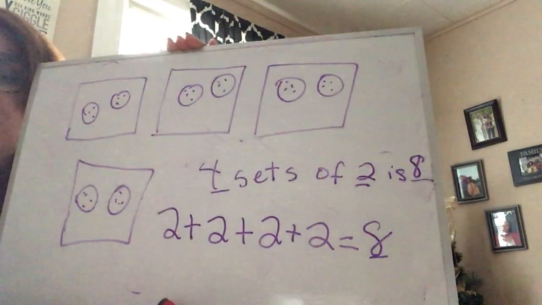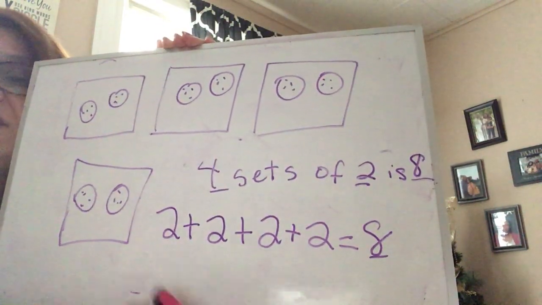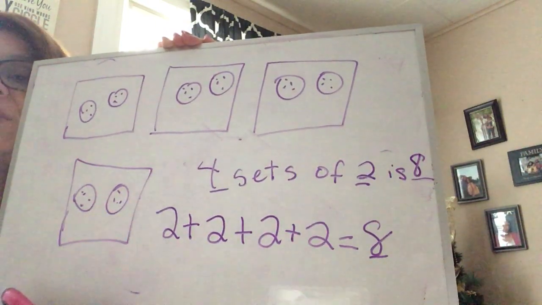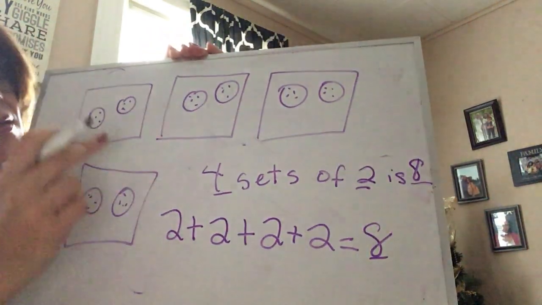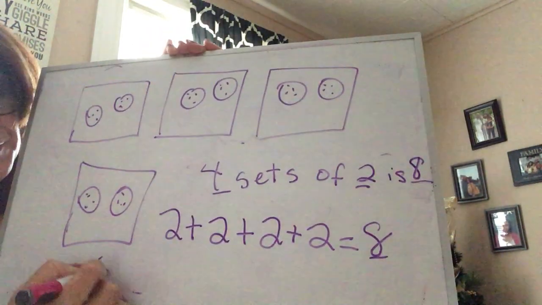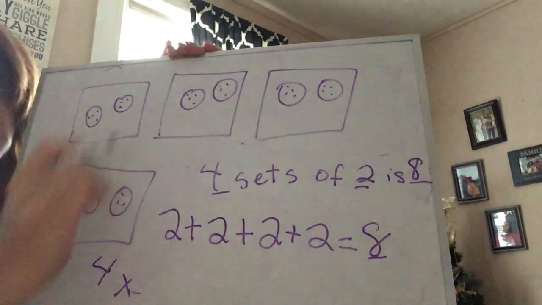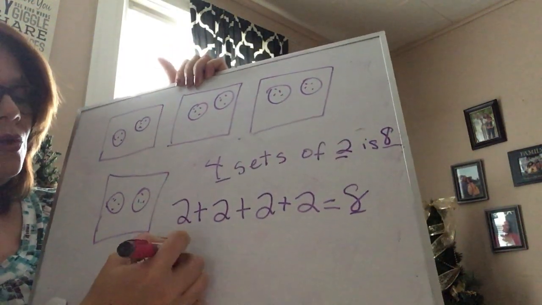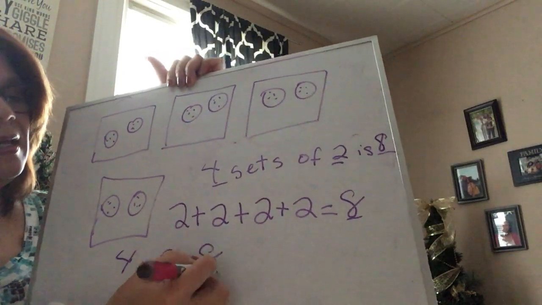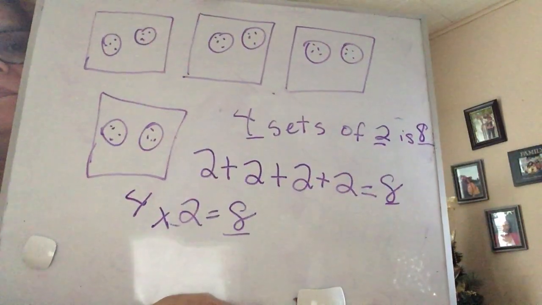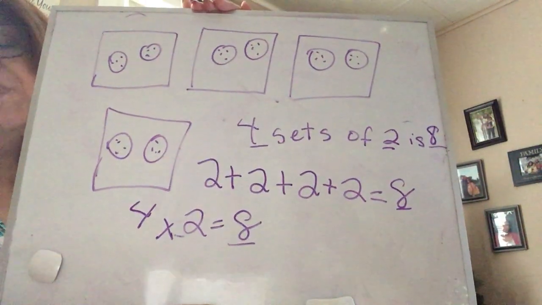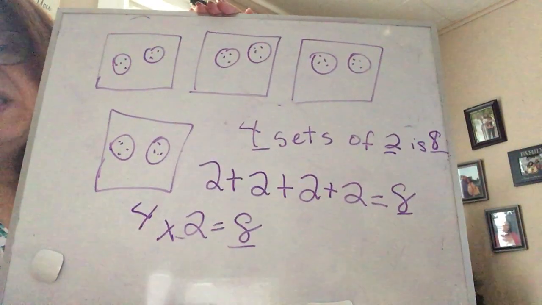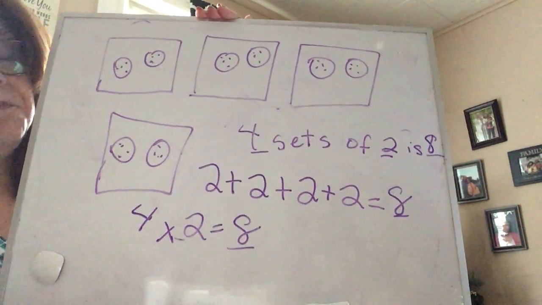We're going to use multiplication because multiplication is repeated addition. So let's see. We have how many sets? 1, 2, 3, 4. How many cookies are in each set? 2. 4 times 2 is 8. Do you see that? So what is multiplication? Multiplication is repeated addition. All right, let's turn to our books.